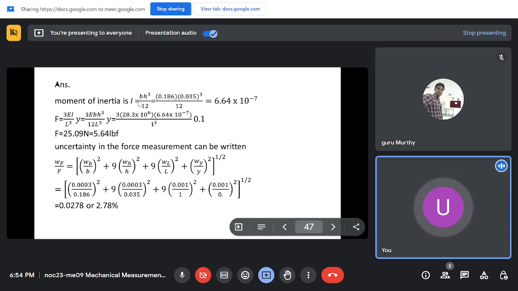So moment of inertia for a bar is BH cube by 12. We know B and we know H is 0.035. So we substitute the values and we get moment of inertia is 6.64 into 10 power minus 7.